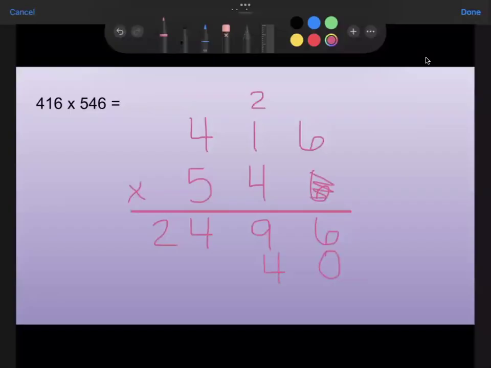1 times 4 is 4, plus 2 is 6, so I'll put that 6 there. And then 4 times 4 is 16, so 6 here, 1 up here, but that one's just going to fall straight down with nothing to hold it up there. Okay, let me go ahead and cross that off.